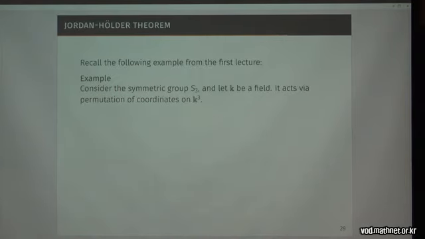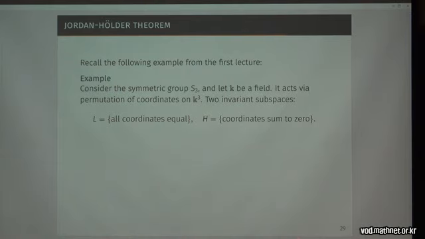So, just briefly, I want to recall this example from the first lecture. We consider S3 acting via permutations of coordinates on a three-dimensional vector space. And we have these two invariant subspaces staring at us, namely all coordinates equal and the coordinates summing to 0.